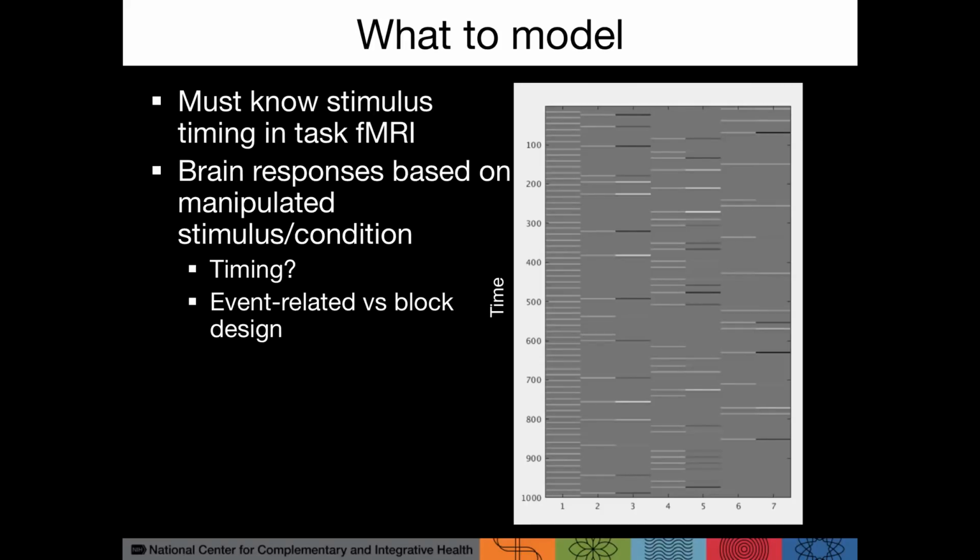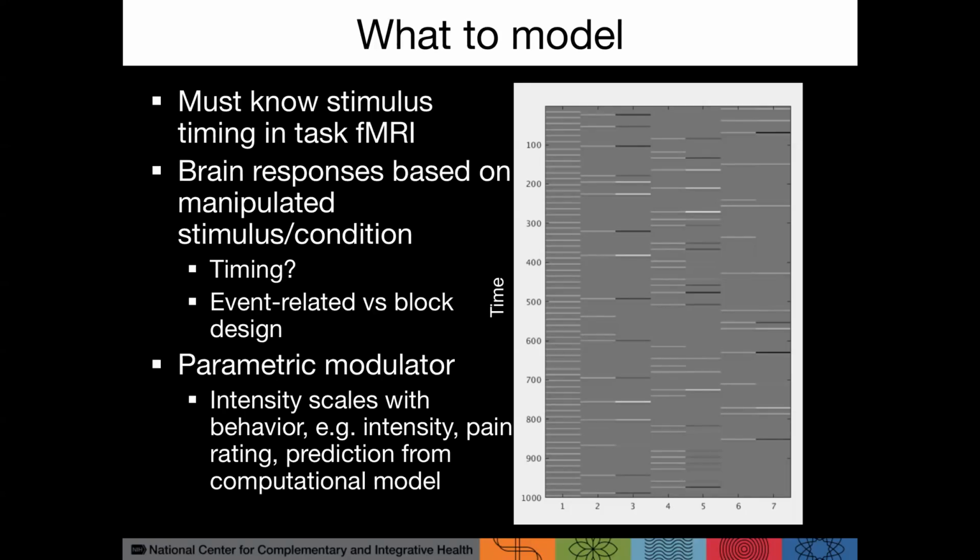We can do brief event-related fMRI or block design. And then we can use what are called parametric modulators to look at whether the activation or brain intensity scales with some kind of known behavior. For example, intensity of the stimulus, pain rating, or predictions from a computational model fit to some other outcome.